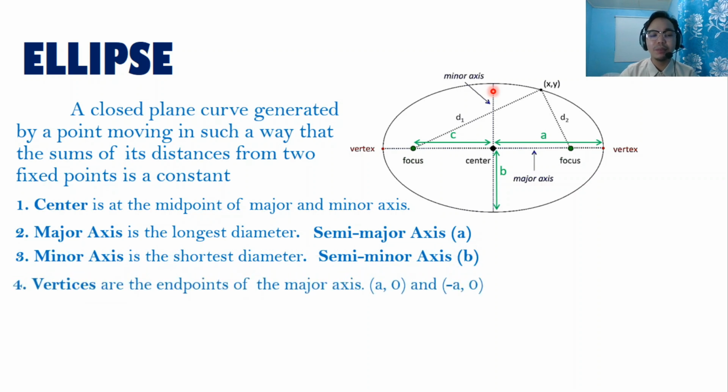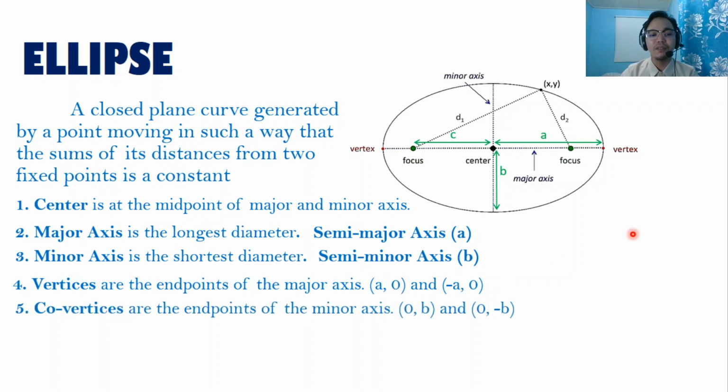The next part, we have the vertices. These are the endpoints of our major axis. So dito sa figure na to, ito yung vertices natin. So this is (a, 0). This is (-a, 0). So tandaan natin na hindi ganito lagi ang itsura ng ating ellipse. So pwedeng ang major axis natin ay vertical. In that case, magkakabaliktad yung ating abscissa at yung ating ordinates. That will be (0, a) and (0, -a).